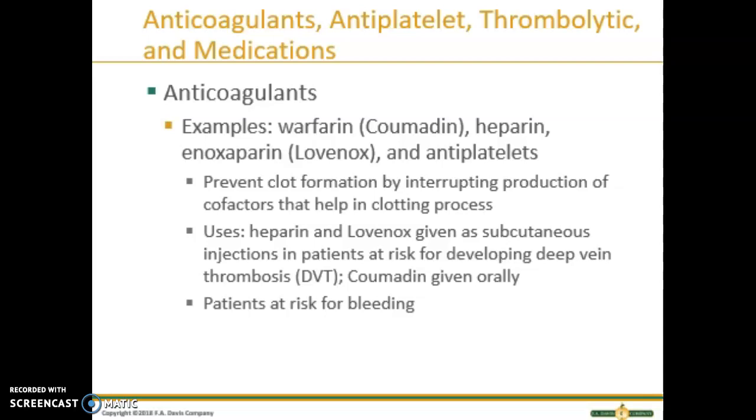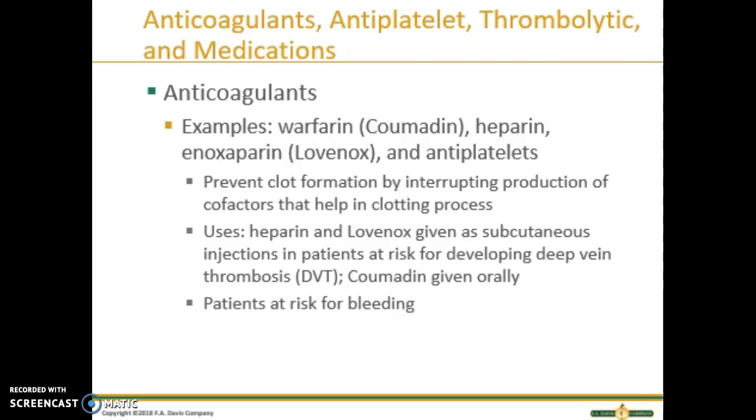Anticoagulants, examples: warfarin, so Coumadin, heparin are some of them, Lovenox, and antiplatelets. These prevent clot formations by interrupting production of cofactors that help in the clotting process. Heparin and Lovenox are given as subcutaneous injections in patients at risk for developing deep vein thrombosis, DVT, and Coumadin is given orally.